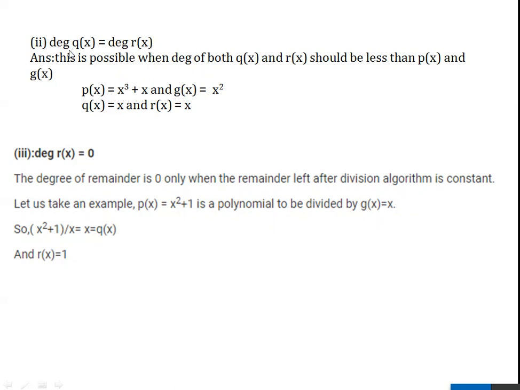Here degree of q of x is equal to degree of r of x, that is degree of quotient is equal to degree of remainder. This is possible when degree of quotient and degree of remainder should be less than p of x and g of x. Here we have written an example. Degree of r of x is 0. Degree of the remainder is 0. When is degree of remainder 0? The degree of the remainder is 0 only when the remainder left after division algorithm is a constant. So this is the example.